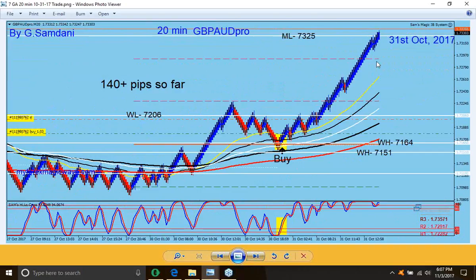Okay, and before that, on the 31st October, was a 20-minute chart, Pound Aussie again, 140 pips. Beautiful entry, gone with the wind. See, that's what I'm trying to show you here: this is a 20-minute chart, but this is a 7-minute entry. Several 7-minute entries.